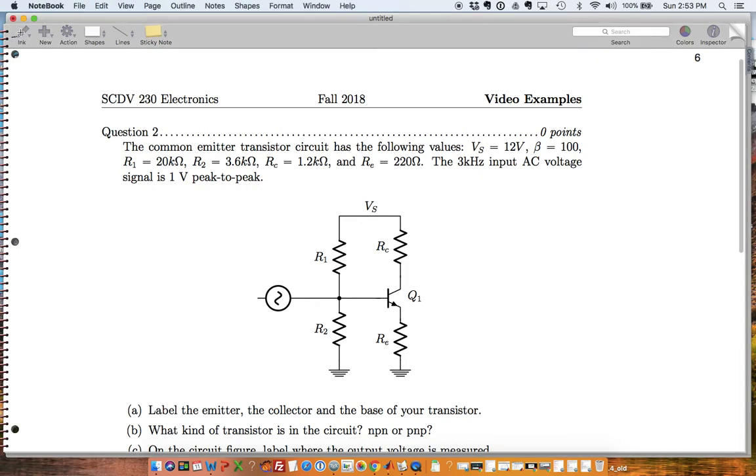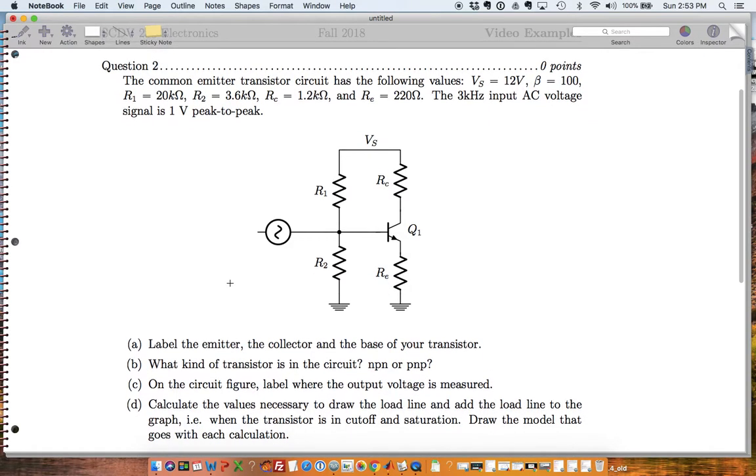Okay, this problem is a common emitter transistor, and it has these values: 12 volts for a supply voltage, gain of 100, R1 is 20K, and R2 is 3.6K. My RC is 1.2K, and my RE is 220 ohms. And this input signal is a 3 kilohertz, 1 volt peak-to-peak signal.